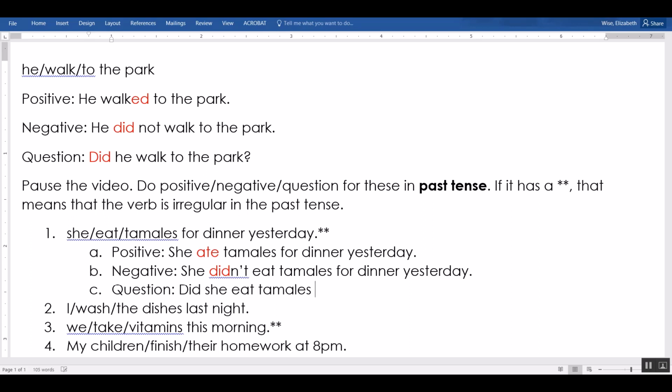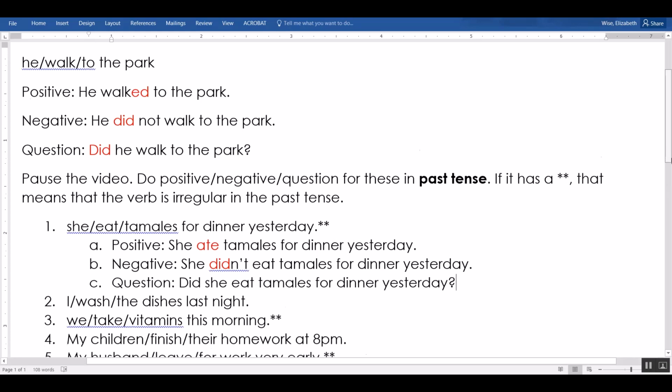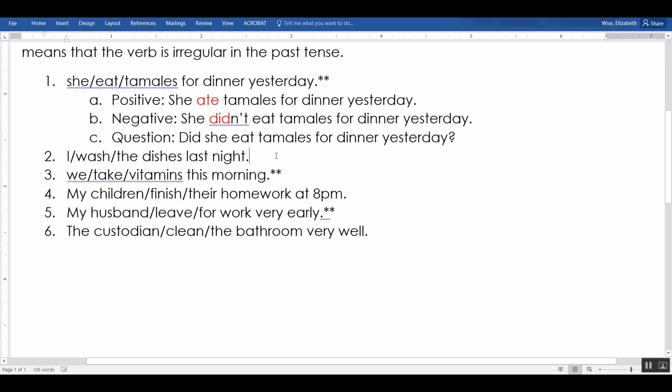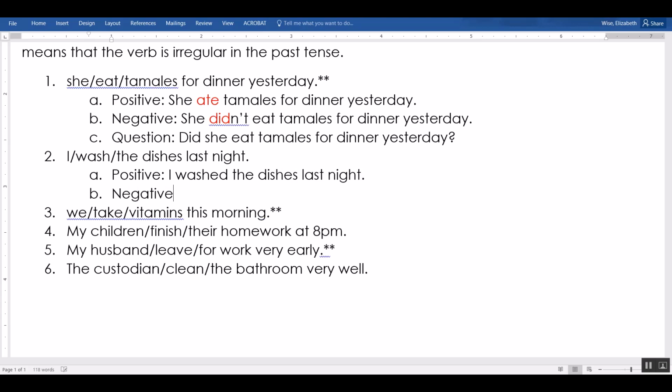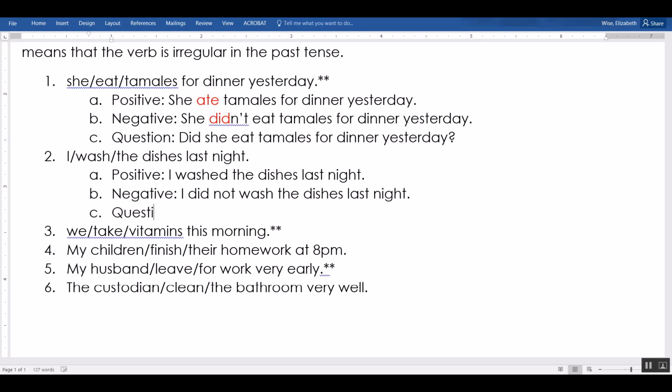Okay, that's number 1. Number 2, I washed the dishes. Positive: I washed the dishes last night. Negative: I didn't, or you can say did not, either one is correct, wash the dishes last night. The question would be: did I wash the dishes last night? Or you could say, for the question, did you?